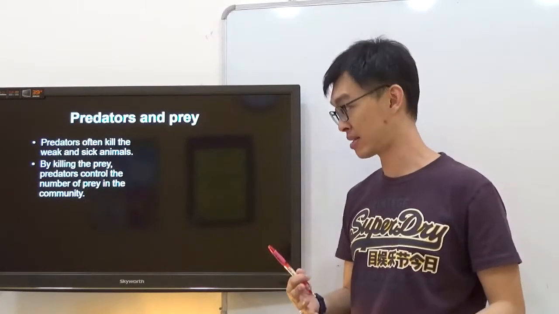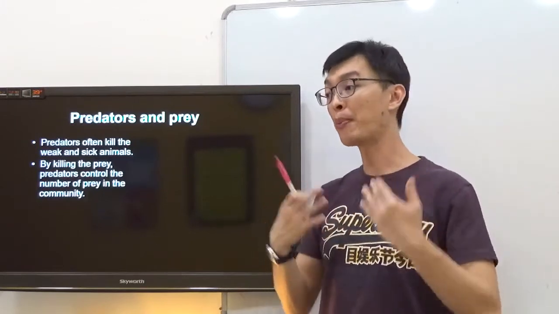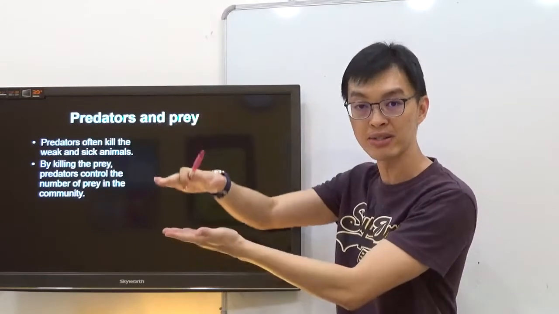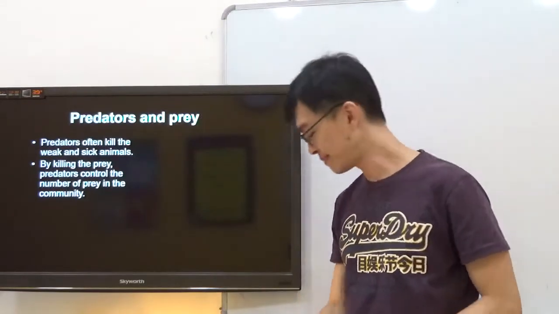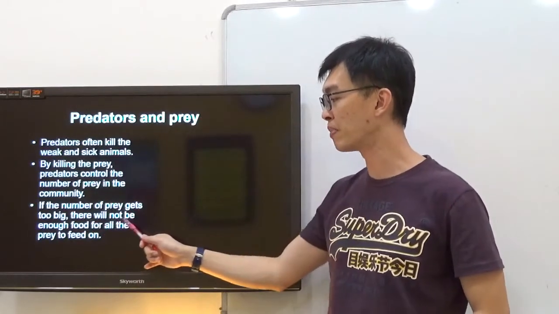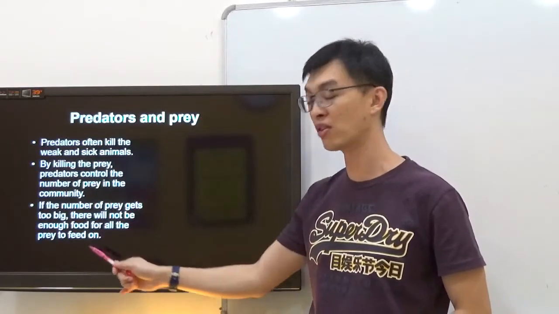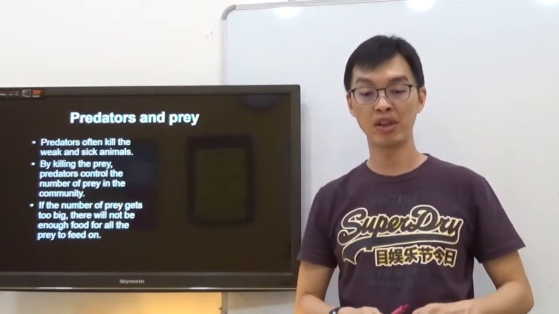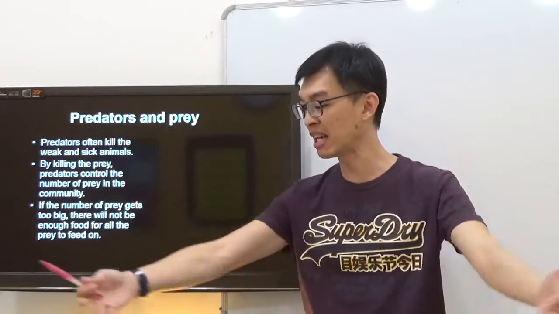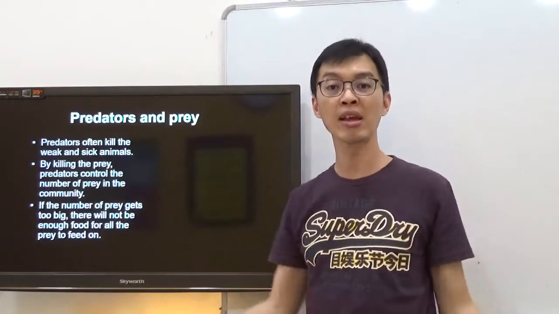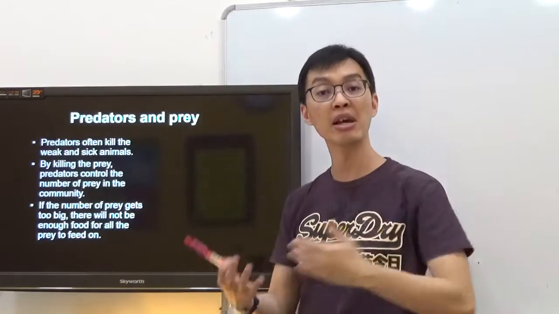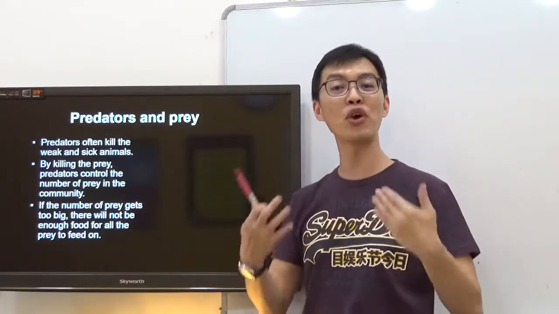Now, what do I mean by that? If a predator eats the prey, they control the population size of the prey. Okay? If the numbers of prey get too big, there will not be enough food for all the prey to feed on. Previously, we learned before. Now, when the number of prey keeps increasing, they will start eating the grass, for example. And then the population size of the grass will start to decrease, leaving insufficient food for the prey.